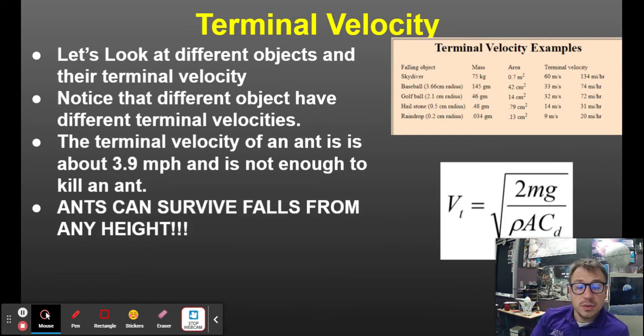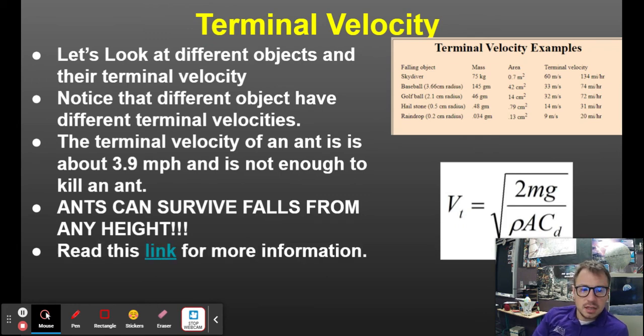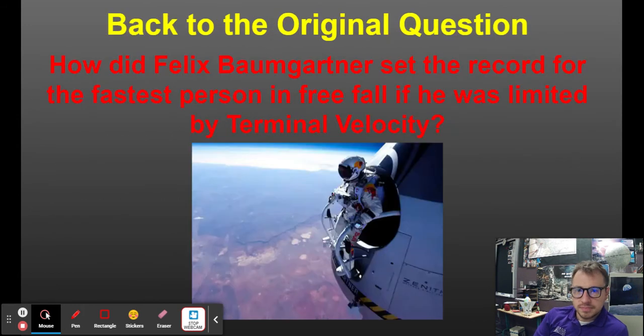Ants can survive falls from any height. It doesn't matter whether you drop an ant from 4 feet, it's going to reach terminal velocity and just sort of land. If you drop it from 30,000 feet out of a plane, it's going to reach terminal velocity very quickly, and it'll take a while to get to the ground, but eventually it'll just land on the ground. So, you can read that link for more information. Ants don't fear gravity. It doesn't harm them.